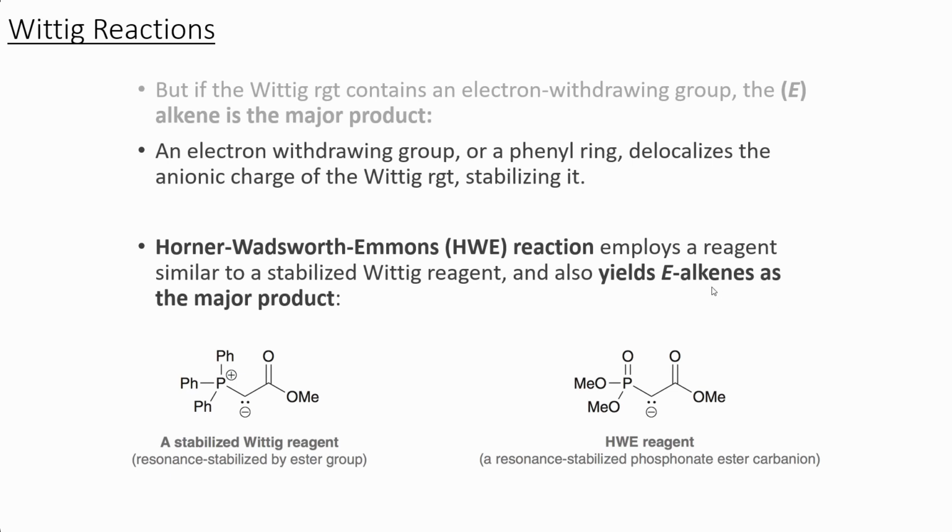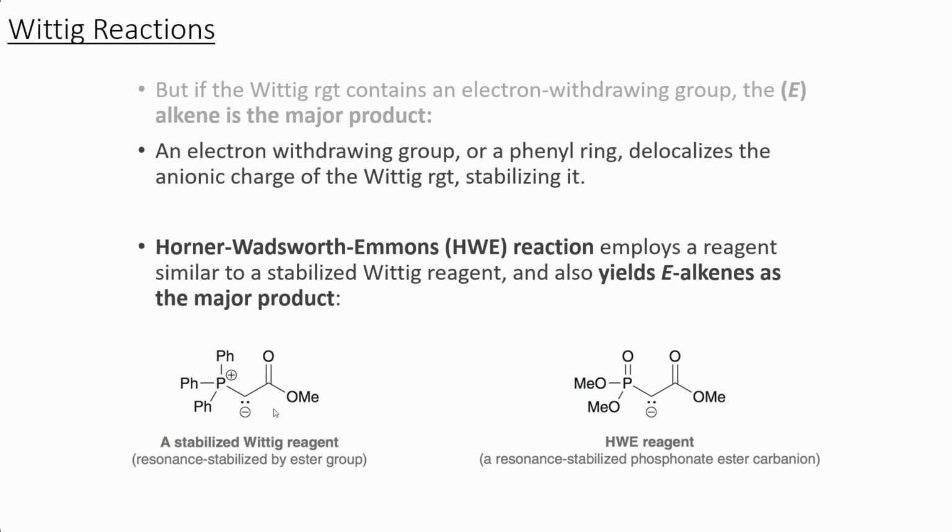In the second case we looked at with the electron withdrawing group, the phenyl ring or electron withdrawing group will delocalize the anionic charge of the Wittig reagent, which makes it more stable, and this results in the E alkene product. There is another reagent that we can use, which is similar, called the Horner-Wadsworth-Emmons reagent, and this reaction will employ a reagent similar to a stabilized Wittig reagent and also gives the E alkene as the major product.